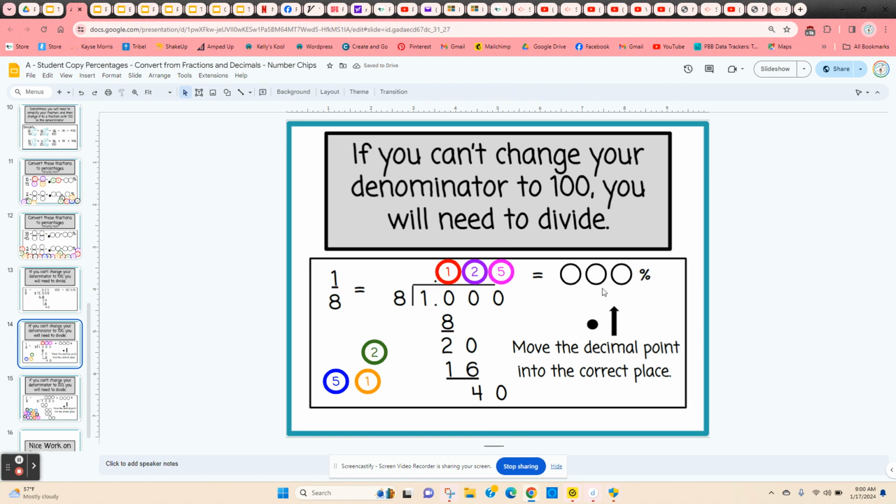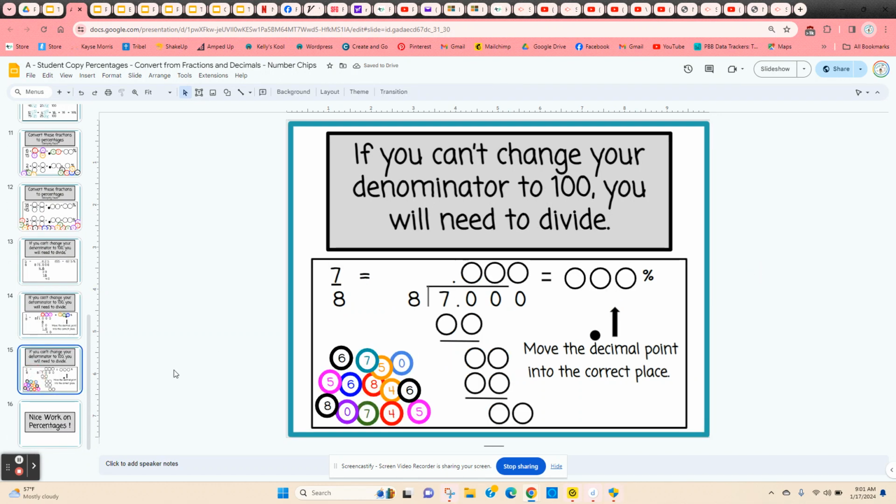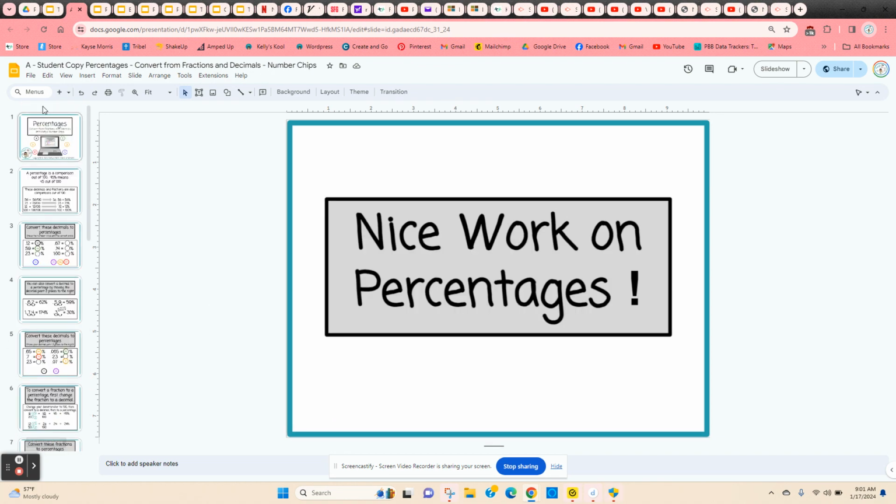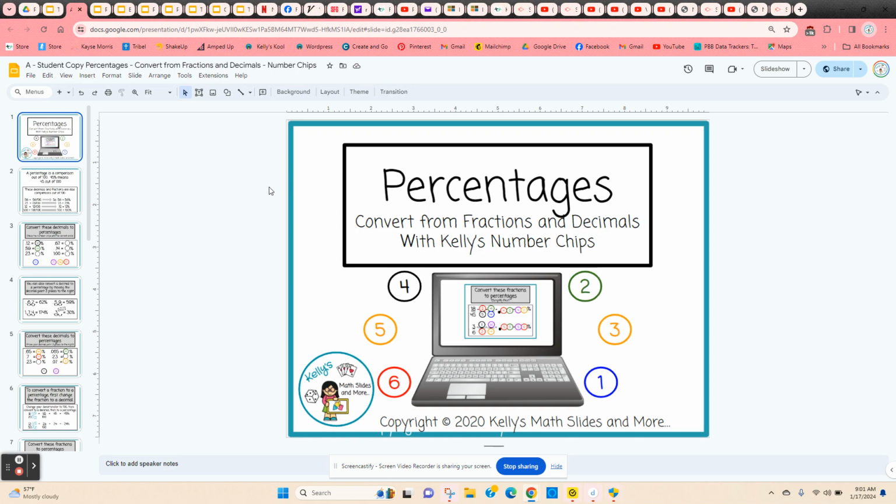Now, to get their answer as a percent, they're going to move that decimal point 2 places to the right. And this one, they have a movable decimal point. So they have to place the decimal point correctly. And if they move it 2 places to the right, that will give them 12.5%. The next one, they have to do all of the division themselves. So it's a long division problem. Again, use all of the numbers, place the decimal point in their answer. So that is a digital lesson on converting fractions and decimals to percentages.